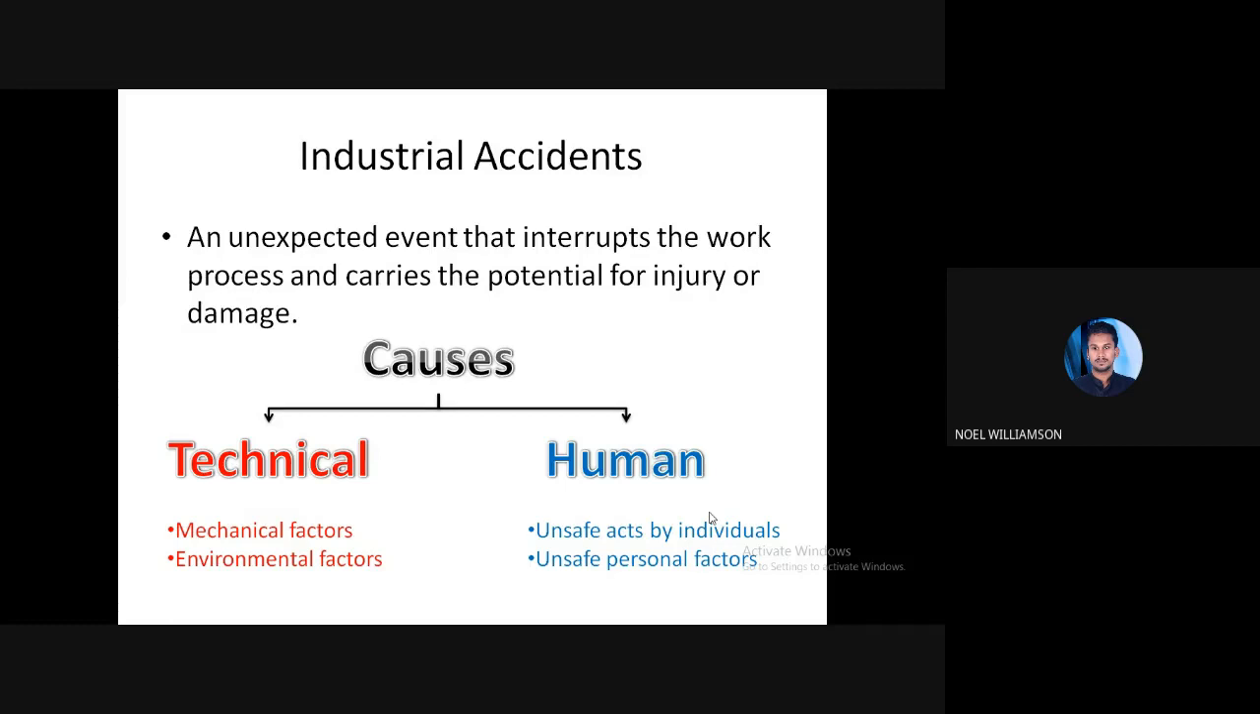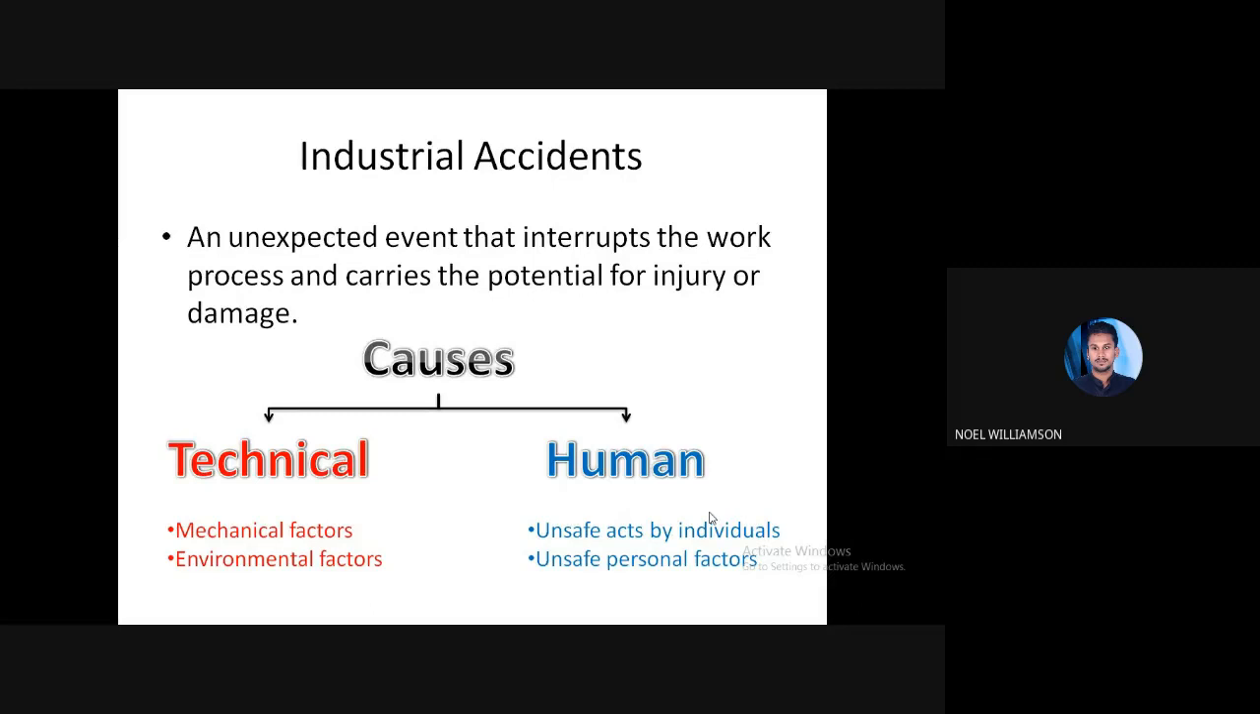Okay, in the last class we started with industrial accidents. By definition, an industrial accident is any unexpected event that interrupts the work process and carries the potential for injury or damage.